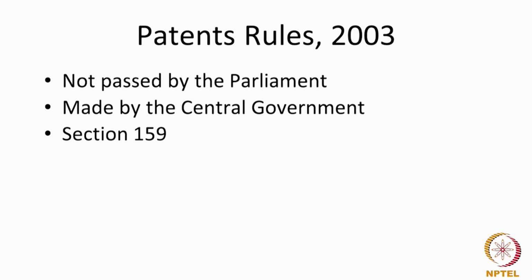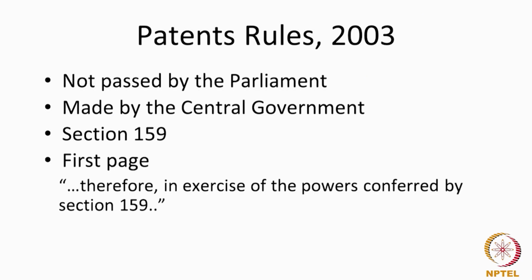Section 159 of the Act gives the central government the power to make rules on a host of things which are mentioned in subsection 2 of 159. So, the power to make the rules was given by the parliament to the central government through section 159. And if you look at the first page of the patent rules, you will find in the preamble a statement: therefore, in exercise of the powers conferred by section 159, the central government hereby makes the following rules. It's a standard statement.